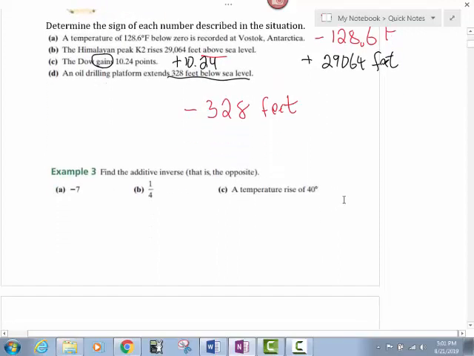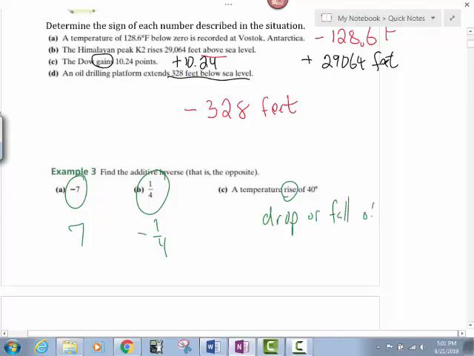All right. So here it says find the additive inverse. That is the opposite. Okay, so when we're referring to opposites, like the opposite of negative 7 is a positive 7. The opposite of a positive 1/4 is a negative 1/4. A temperature rise of 40 degrees would be a temperature drop or fall of 40 degrees, okay?